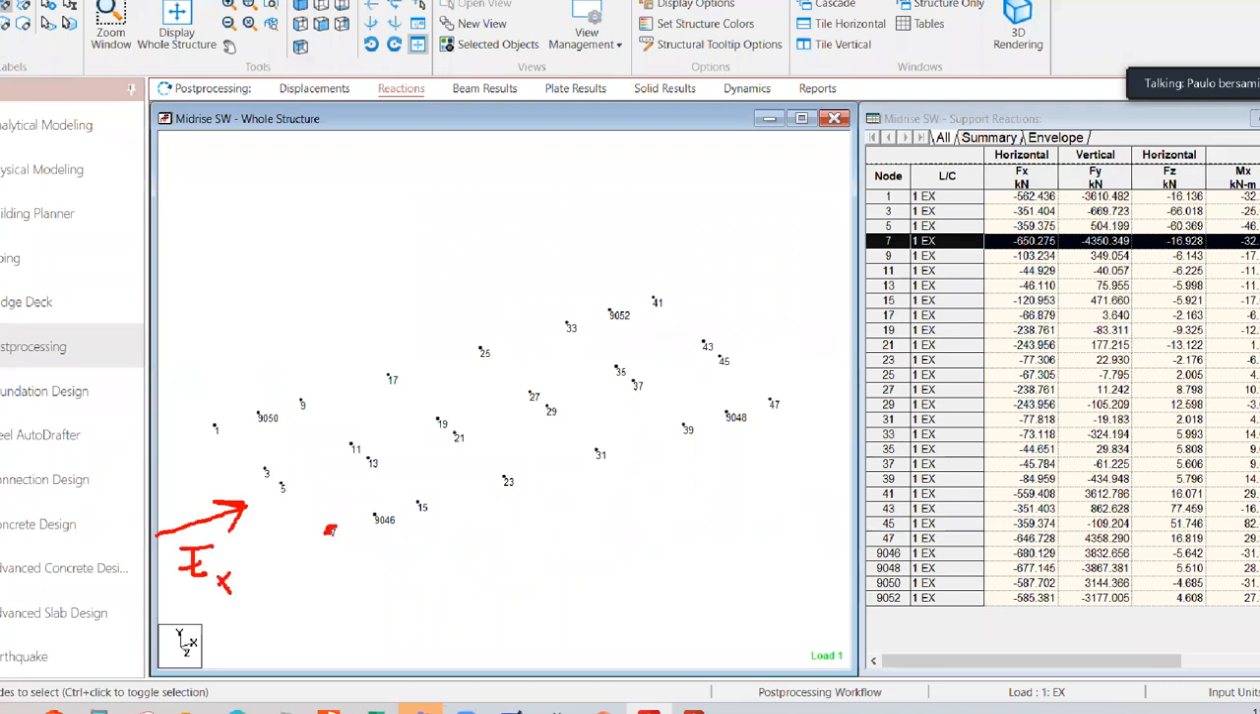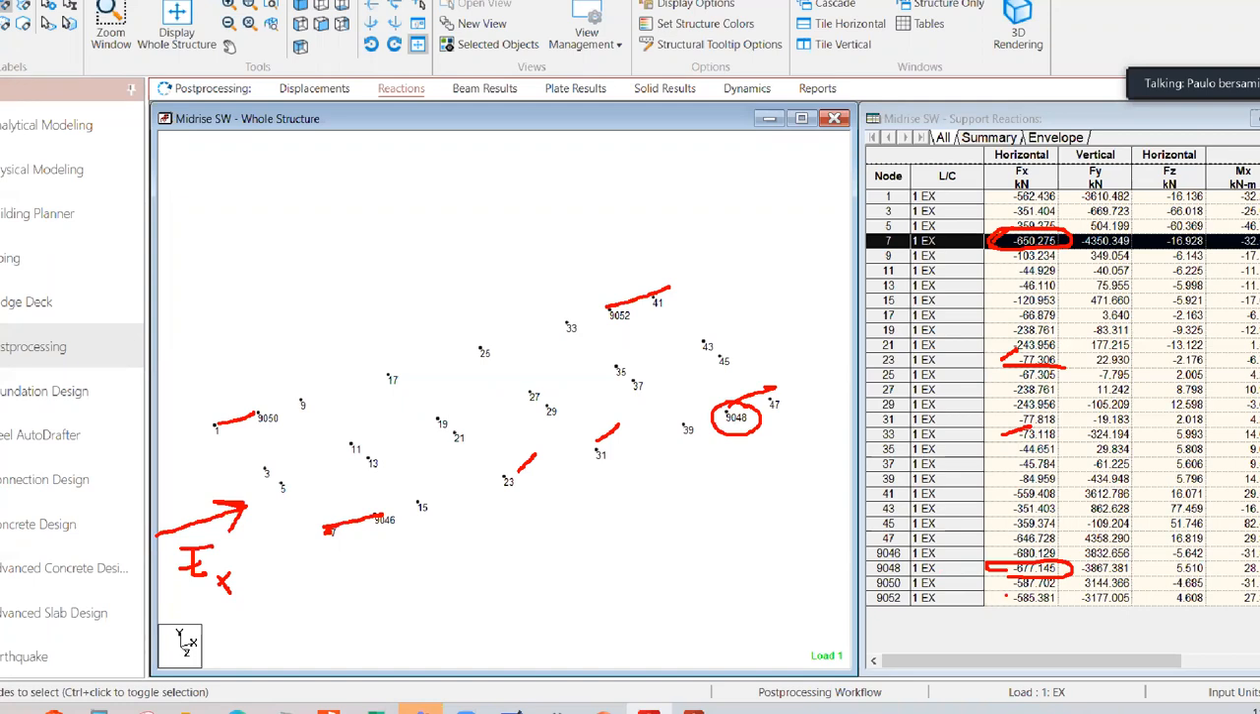Ang reaction niya is sa X direction is 650. Compared mo sa node 23, 77 lang. Versus 650. Remember, nandito ang shear wall natin sa dalawang yan, sa X direction. So it means that inabsorb ng shear wall yung lateral force. So ganun siya ka importante. Whereas sa node 23 and node 31, 77 lang. 73. Yun mo yung 9048. Ganun din. Almost more than 600 din.